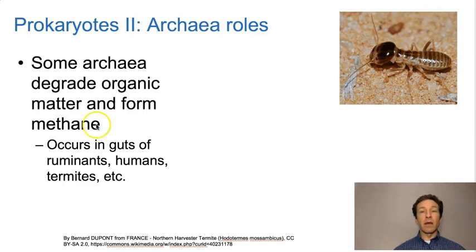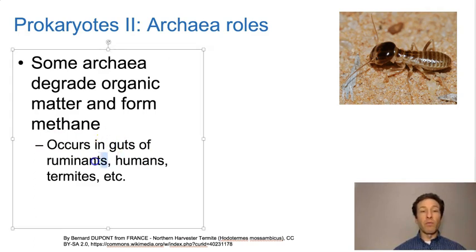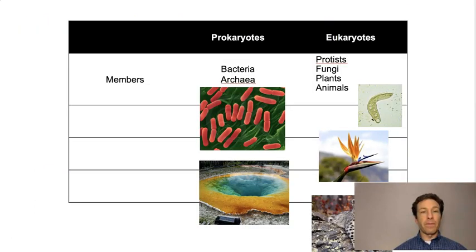This is a complete breakdown of carbon products that can happen in the absence of oxygen. And it can happen in humans. It's especially important in the guts of ruminants like cows, and also in the guts of termites that are eating wood. So here's a termite over here that would have Archaea in its guts.